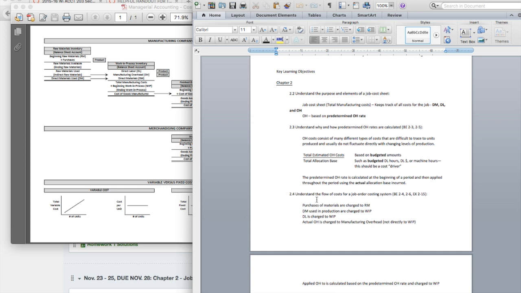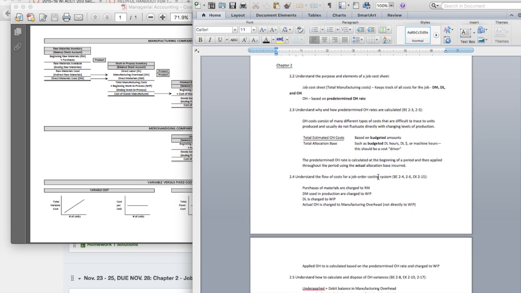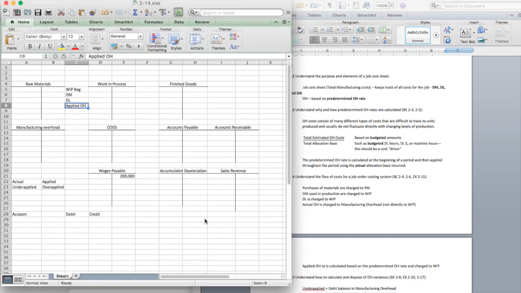And so understand the flow of costs for a job order costing system. So a brief exercise 2-4, 2-6, and 2-15. And so I want to go over exercise 2-14, and I'll post the solutions.